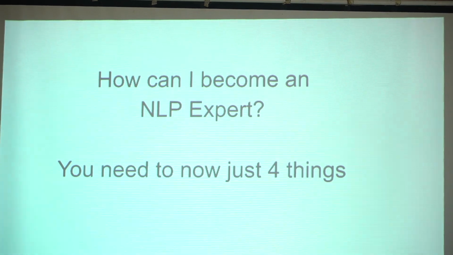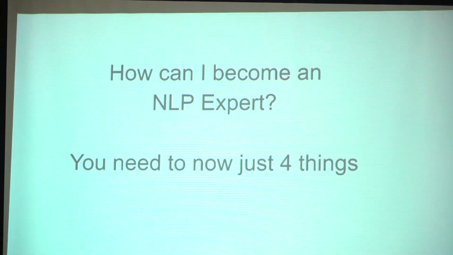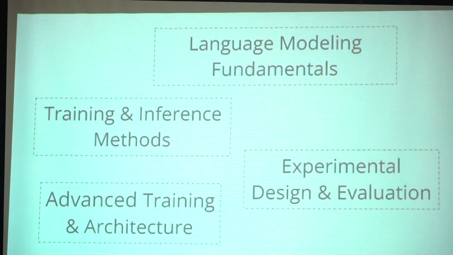So the question of the hour, how can I become an NLP expert? I would say you just need to know 4 things. So let's make it very, very simple and clear. You can take an image of this slide. So these are the 4 things you need to know to become an NLP expert. Language modeling fundamentals, training and inference methods, experimental design and evaluation, and advanced training and architecture.